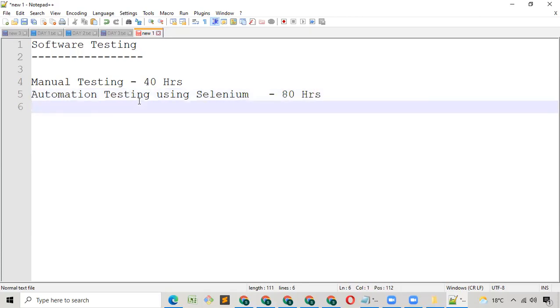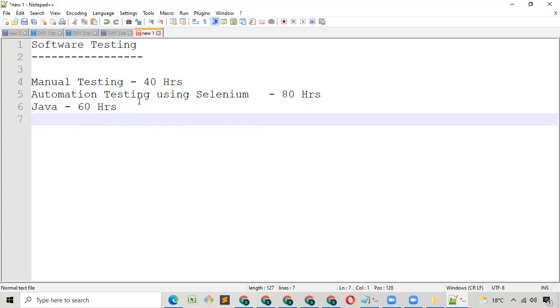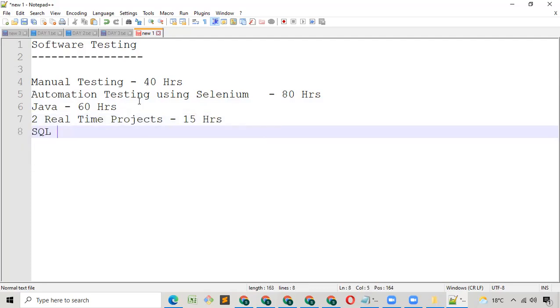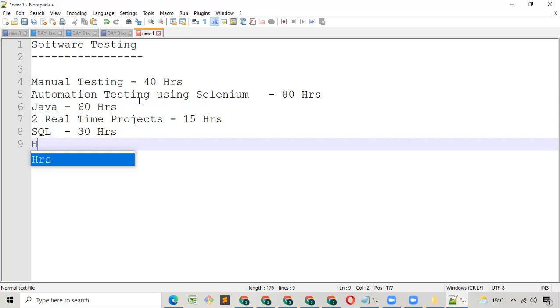Next, Java is what I have to teach. Why? Because for Selenium, Java is the programming language that is used. I will teach Java for about 60 hours. Next, I will teach 2 real-time projects using Selenium for about 10 to 15 hours. I'll just say 15 hours. Next, I will teach SQL for about 30 plus hours. I will teach HTML, CSS, and Bootstrap for about 20 to 25 hours.